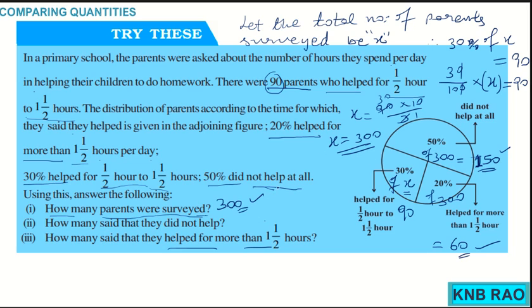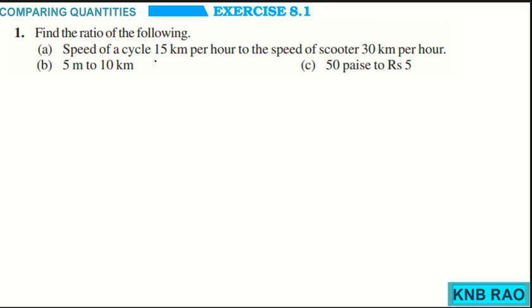Now coming to the exercise question 8.1, question number 1. Speed of a cycle. Here we are asked to first find the ratio of the following in these sub questions A, B, C. I am doing sub question A. Speed of a cycle 15 km per hour to the speed of scooter 30 km per hour. So 15 km is to 30 km.